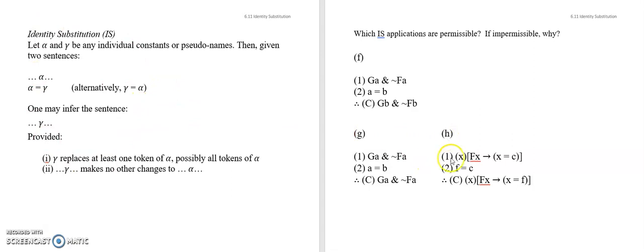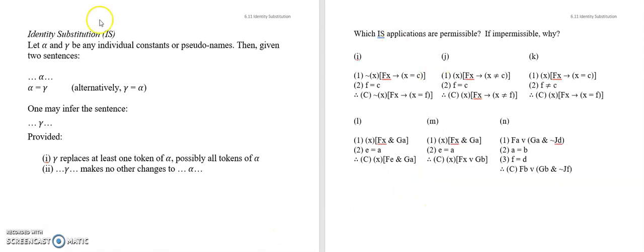This is a legitimate use of identity substitution, and you are absolutely free to do this kind of thing, even though it's inside of the universally quantified statement. So make sure you're aware of this really nice feature of identity substitution. And okay, let's finish up the nuances of this new rule by looking at these cases and thinking about them. So pause now and see if you can finish these off. Are these permissible or impermissible uses of identity substitution? Pause now.